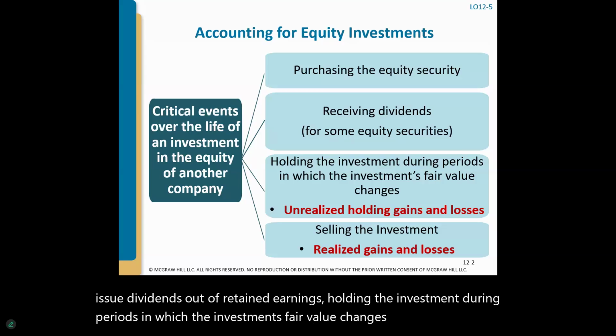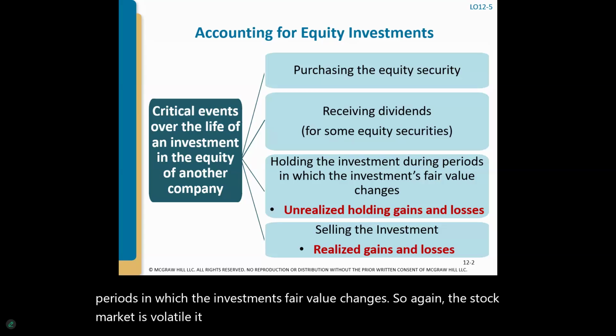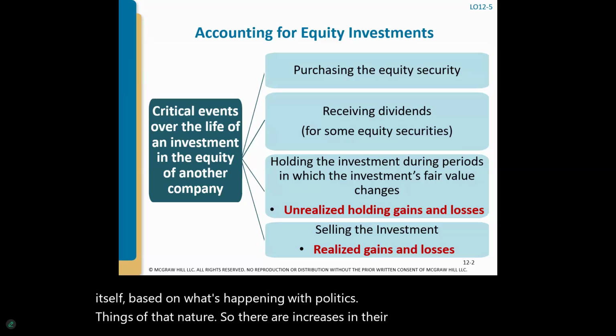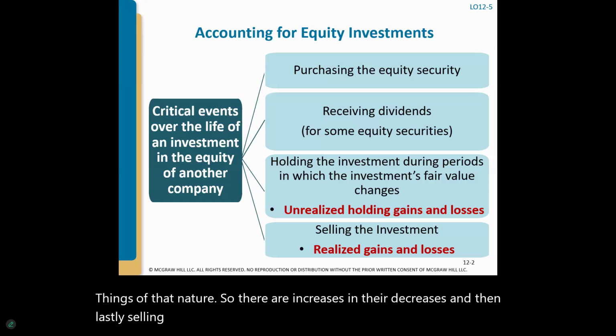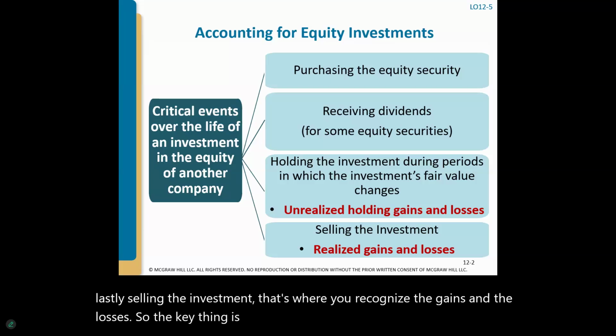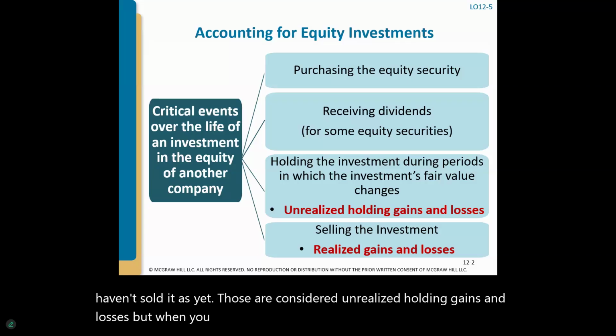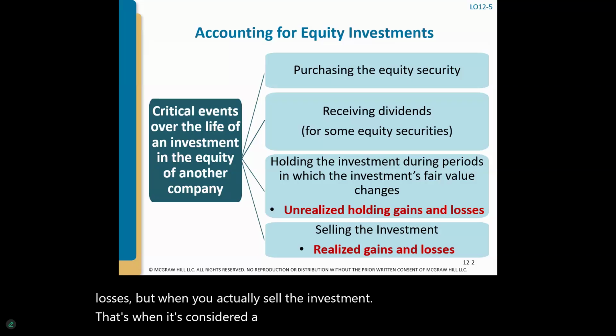Again, the stock market is volatile. It can change based on what's happening in the market itself, based on what's happening with politics in the world and things of that nature. So there are increases and there are decreases. And then lastly, selling the investment, that's where you recognize the gains and the losses. While you're still holding the stock and haven't sold it yet, those are considered unrealized holding gains and losses. But when you actually sell the investment, that's when it's considered a realized gain or loss, and it is going to be reported on your tax return.